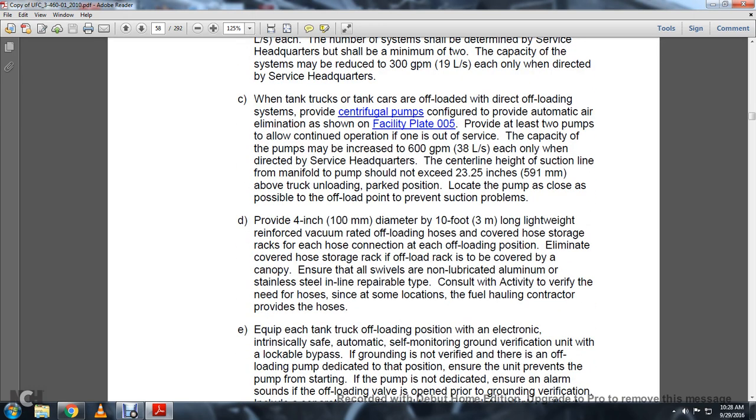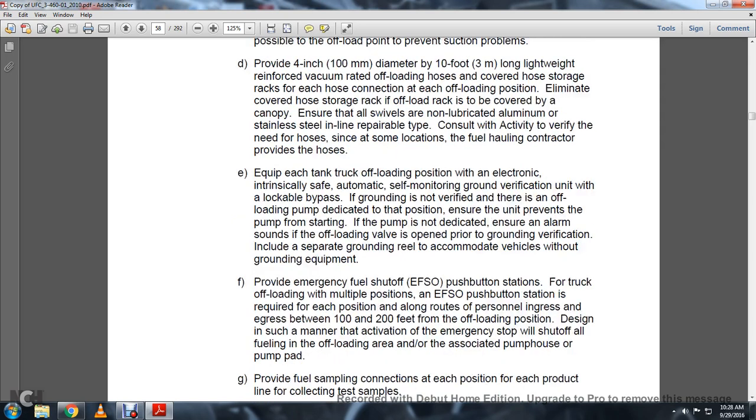Provide a 4-inch diameter, 10-foot long, lightweight, reinforced, vacuum rated offloading hose, covered with hose storage racks, for each hose connection at each of the offloading positions. Eliminate the covered hose storage rack if the offload rack is already covered by a canopy. Ensure that the swivels are non-lubricated, aluminum and stainless steel, in-line, of a repairable type. Consult the activity to verify the need for the hose, since at some locations the fuel hauling contractor provides the hose.